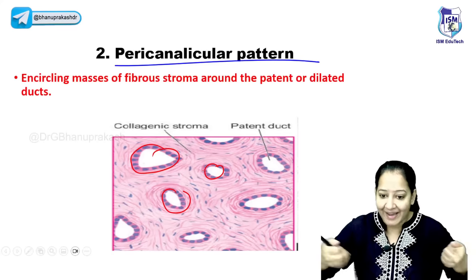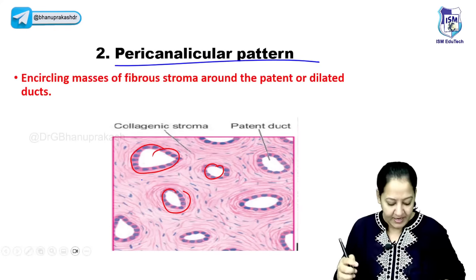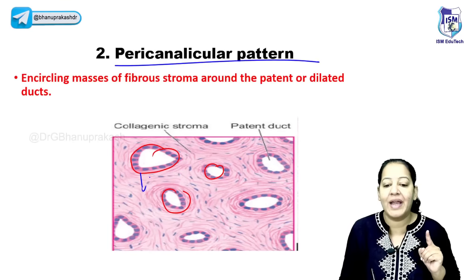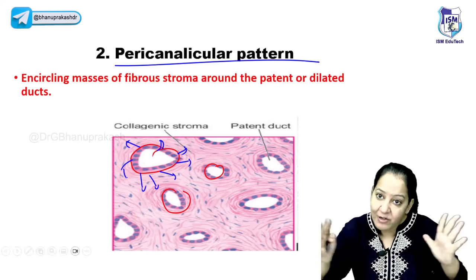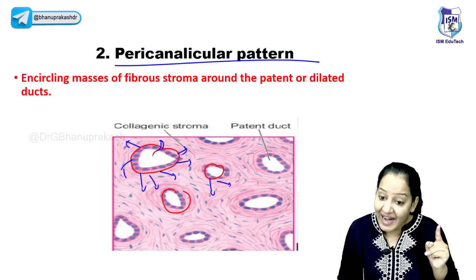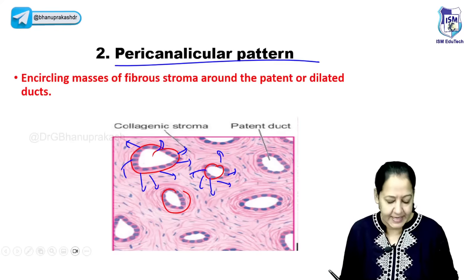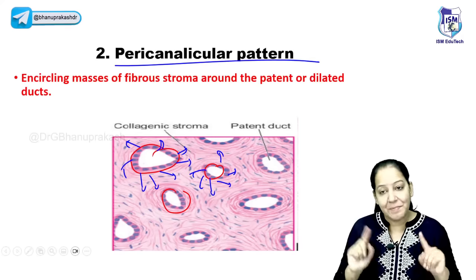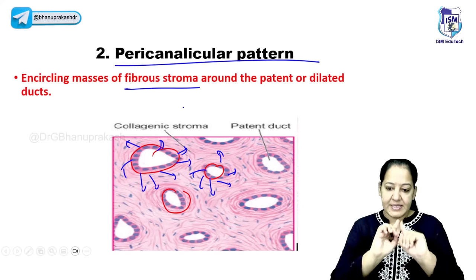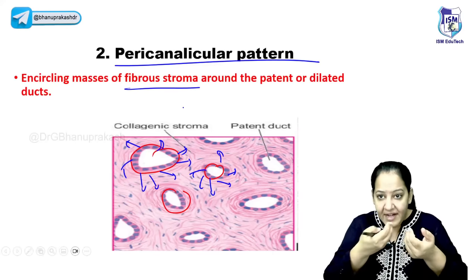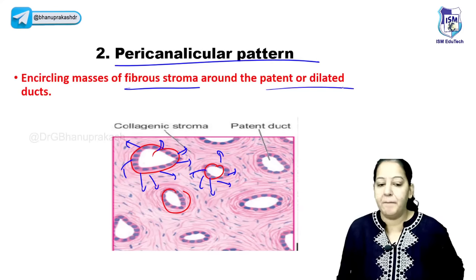Here it is pulling. You got my point? Please understand the difference between push and pull. There it was a pushing type of stroma. Here the stroma is pulling. So instead of getting compressed, its lumen gets dilated. So you get the dilated ducts here. Say yes if you got it. How many of you got it? This is pericanalicular. Here also abundant fibrous stroma is there, but it is encircling the ducts and it's pulling the ducts so that they become patent and dilated.